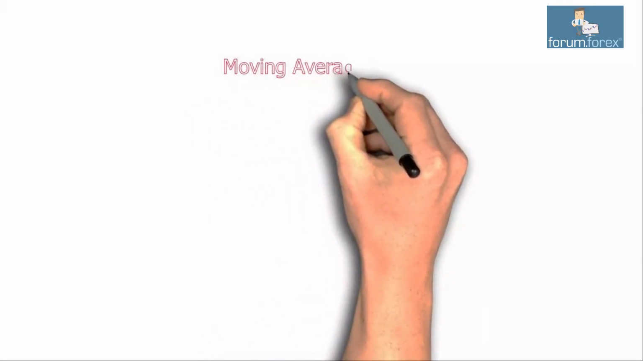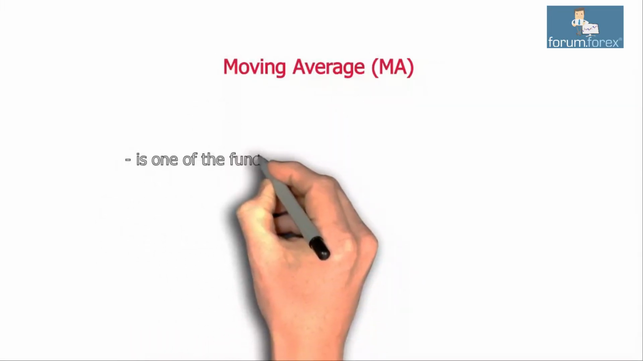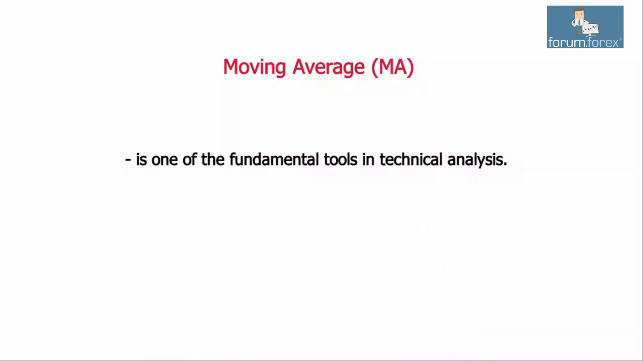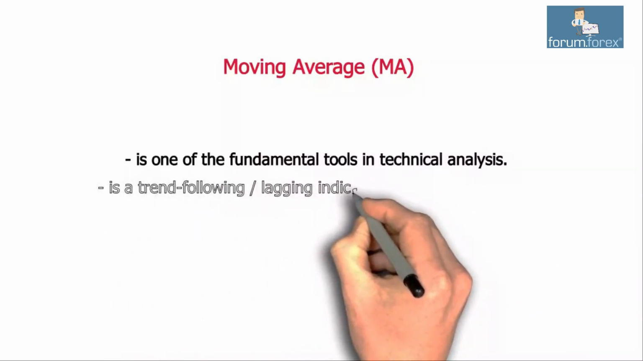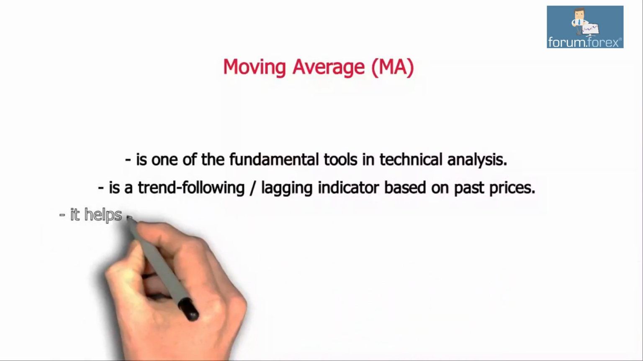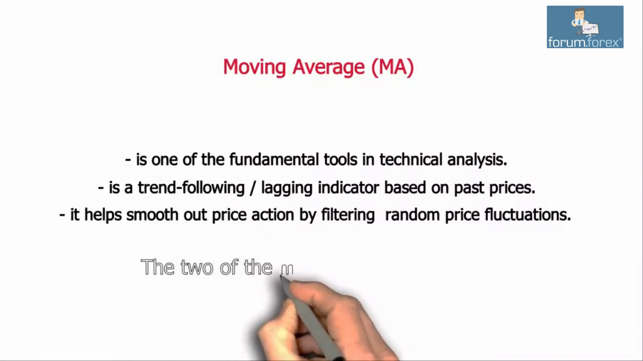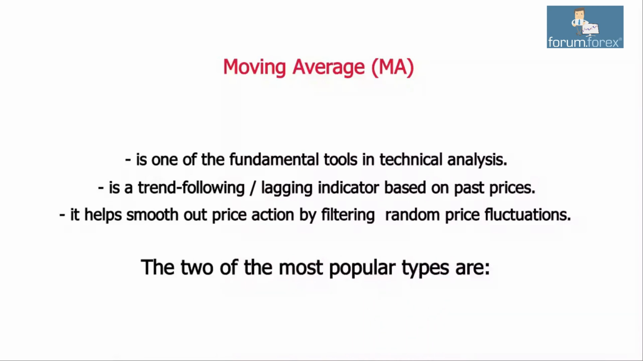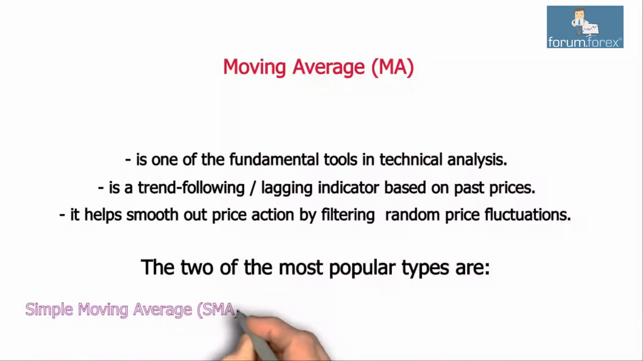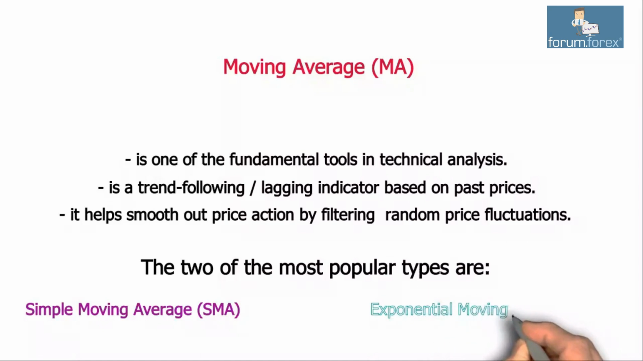The moving average is one of the fundamental tools in technical analysis. A moving average, MA, is a trend-following or lagging indicator based on past prices. It helps smooth out price action by filtering out the noise from random price fluctuations. The two most popular types are the simple moving average and the exponential moving average.